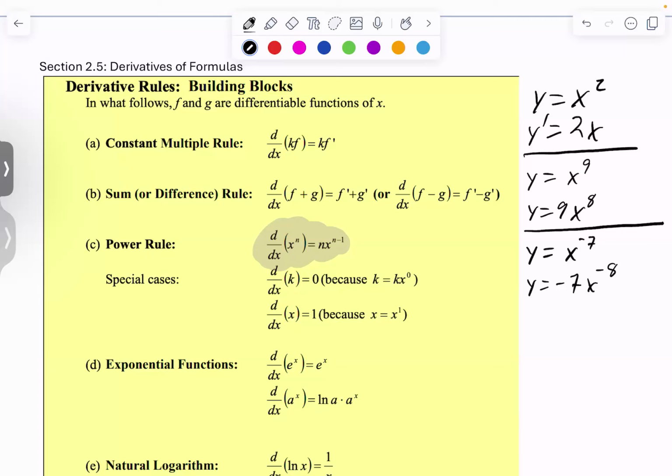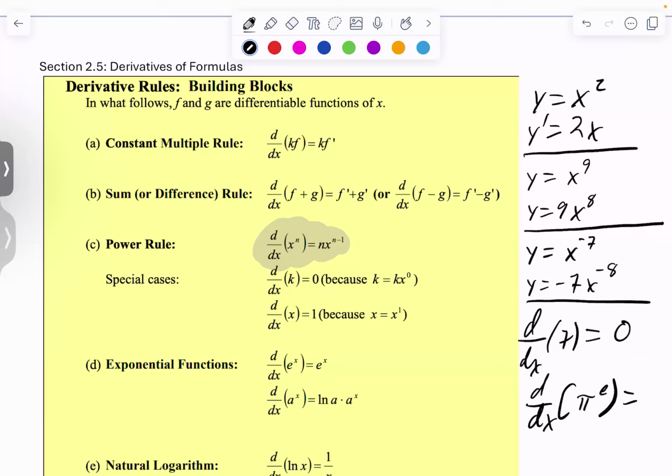Now, the derivative of a constant, which is our next one that we have here, d dx of k, is 0. So for example, the derivative with respect to x of 7 is 0. And d over dx of pi raised to the e power, still a constant, is going to be 0.